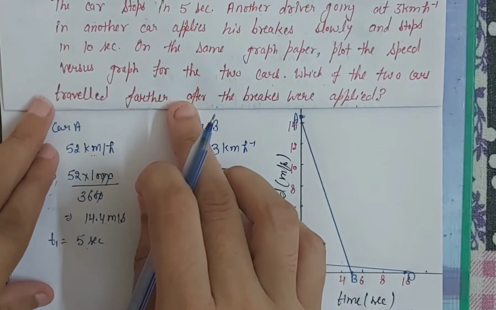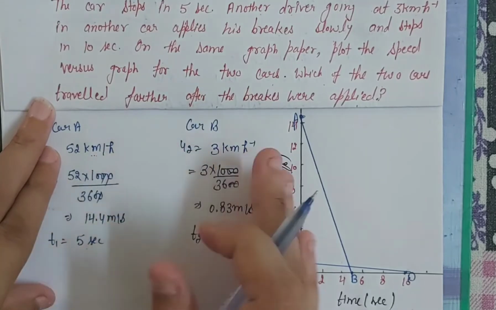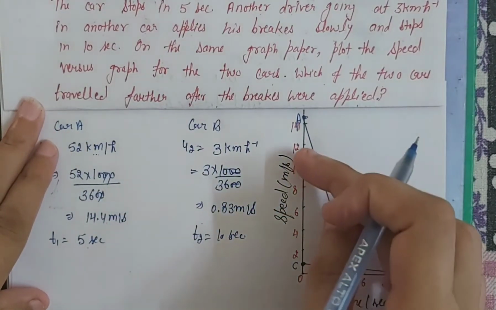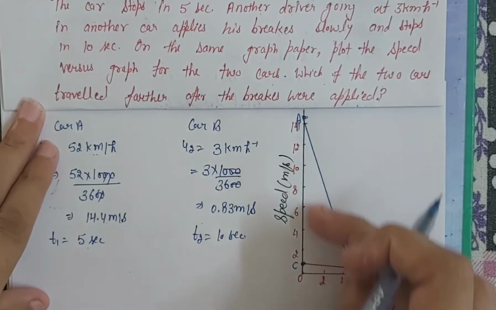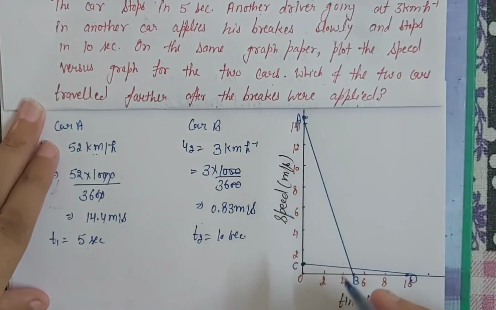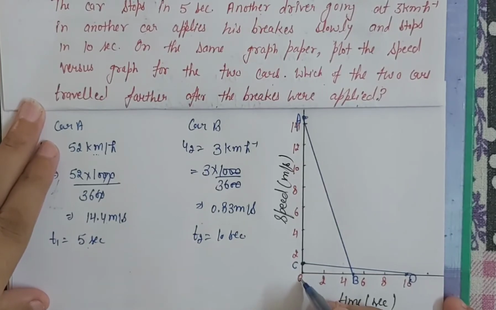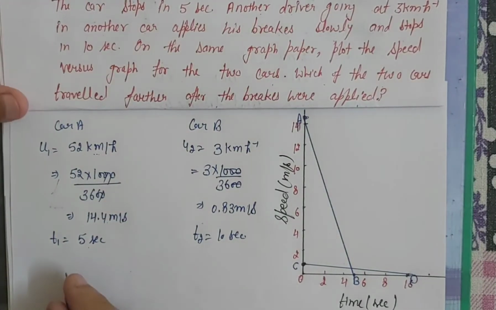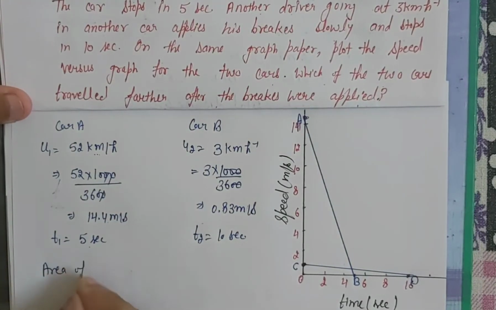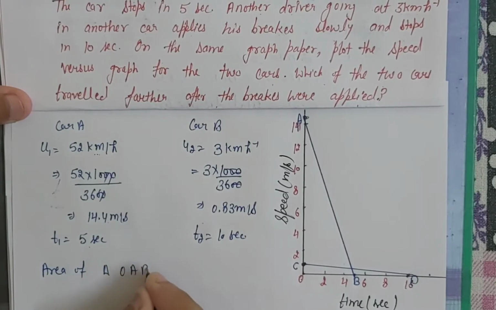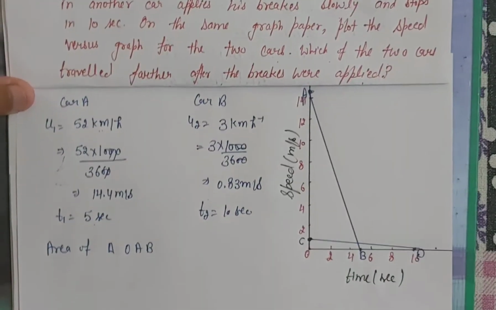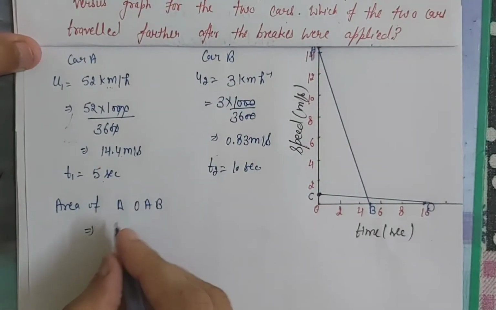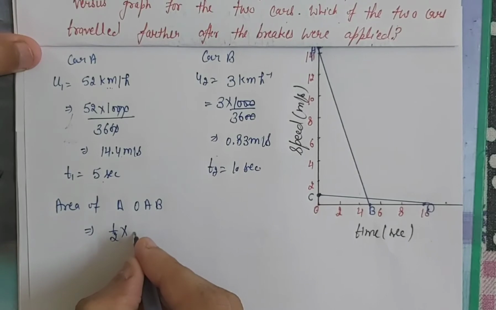So to find this out we have to find the distance of both the cars. So how can we find the distance with the help of the graph? As we know, distance is always equal to the area under the graph. So firstly we will find the area of triangle OAB for car A. So what is the area of a triangle? 1 by 2 multiplied by base multiplied by height.